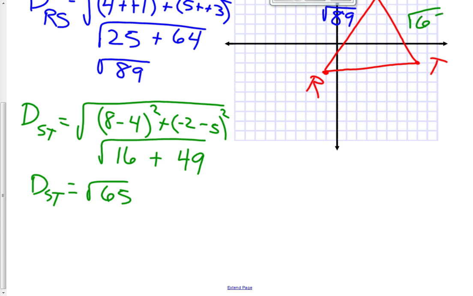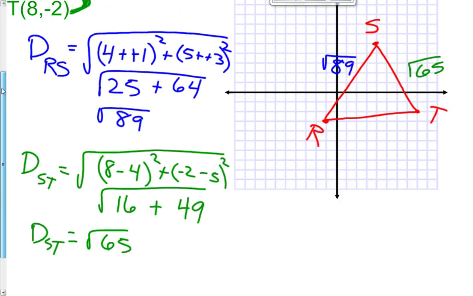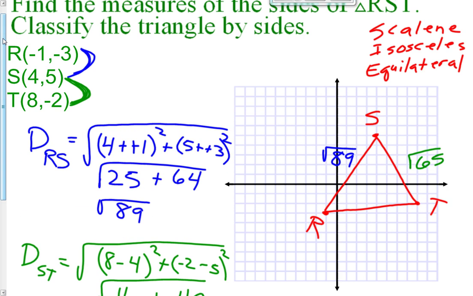So right now we have ruled out equilateral. In an equilateral triangle, they all have to be the same length, and the square root of 89 and the square root of 65 are different lengths. It still could be isosceles, or it could be scalene. So let's find the distance from R to T. So it's from this point to this point.